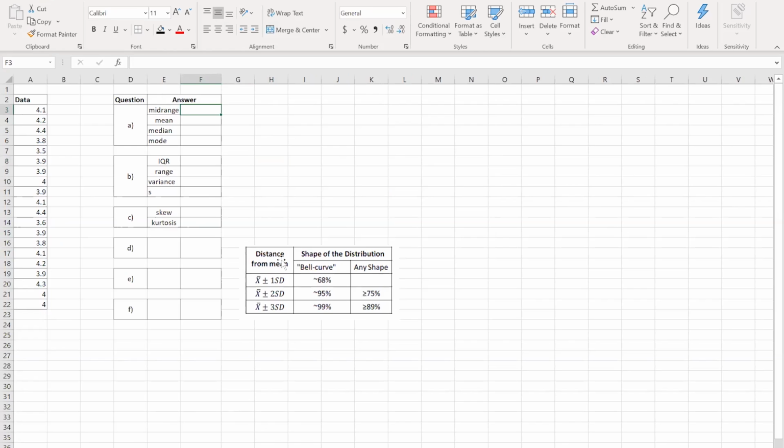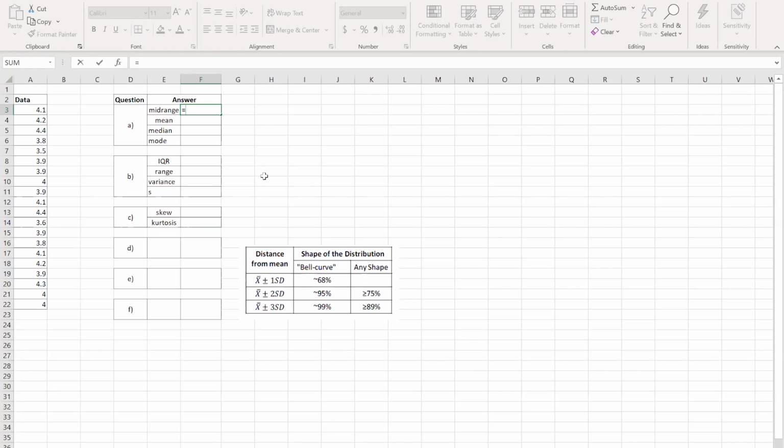So first, we're going to calculate our mid-range. If you haven't already, make sure that you can type into your own Excel sheet while also watching me do it, and we can do this all together. The mid-range is our maximum plus our minimum divided by 2, so the average or the mean of our maximum value and our minimum value.